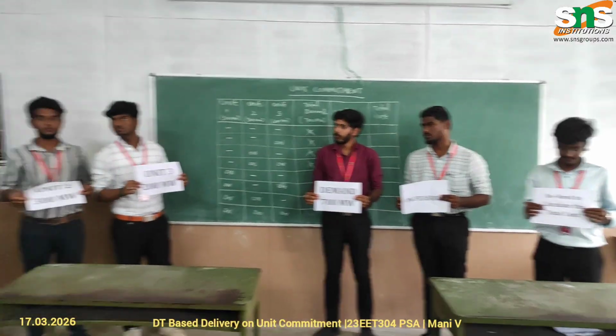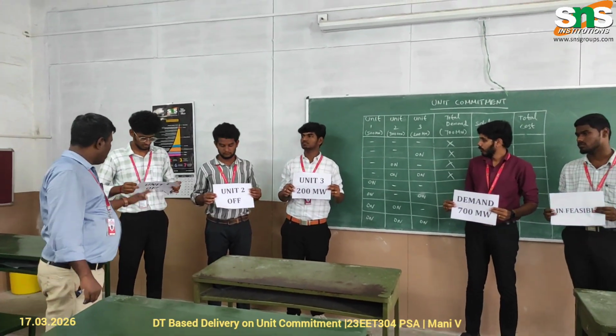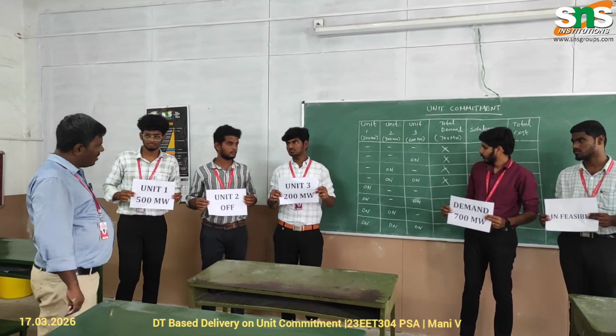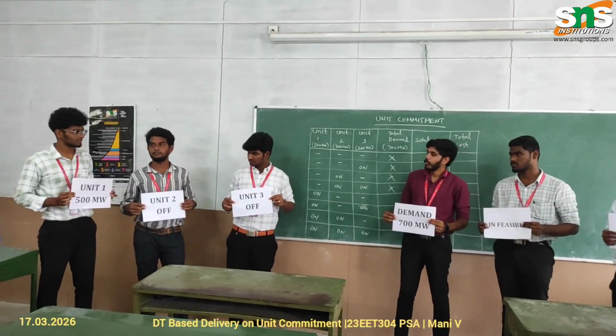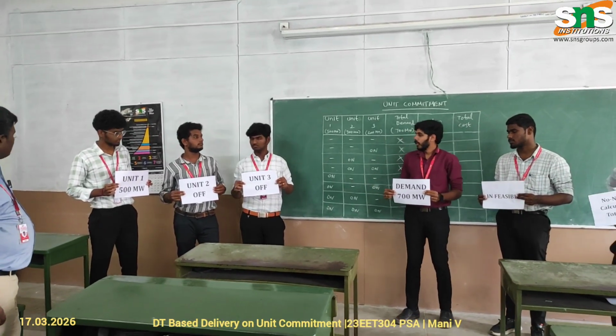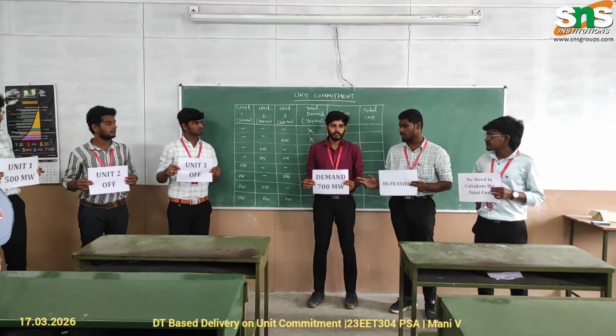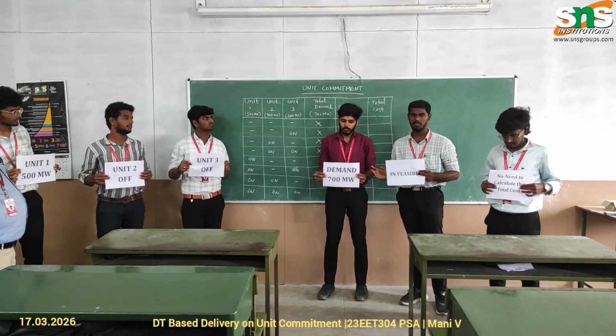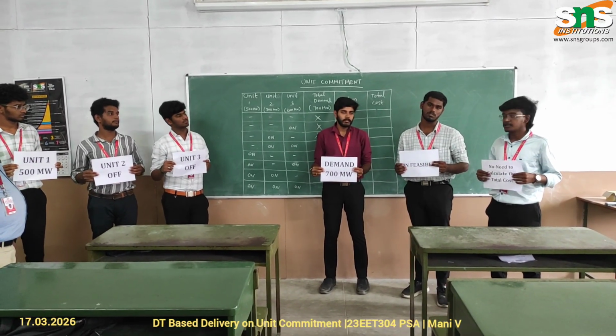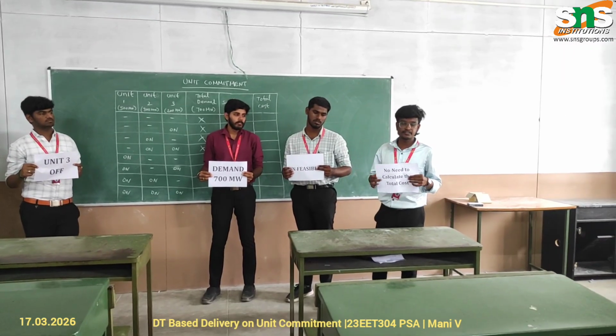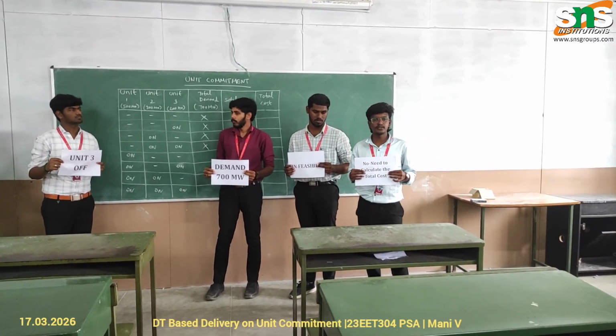Now unit 1 alone. Unit 1 alone is operating and the other 2 units are turned off. Unit 1 is 500 megawatt, so it is not meeting my demand. Again they are not meeting the demand, so it is infeasible. Again it is infeasible, so I don't need to calculate the total cost.